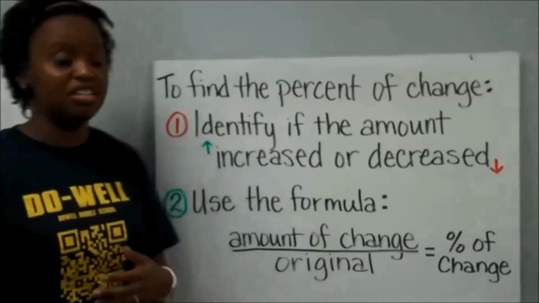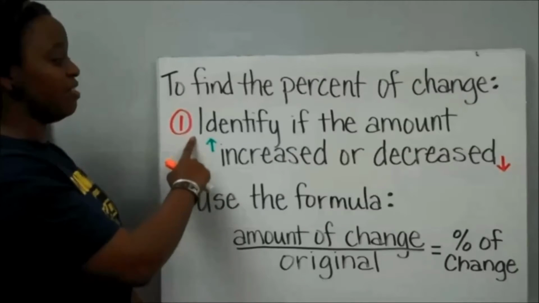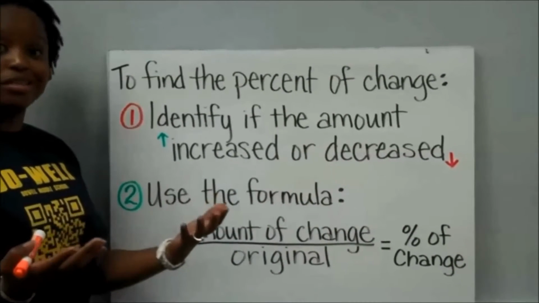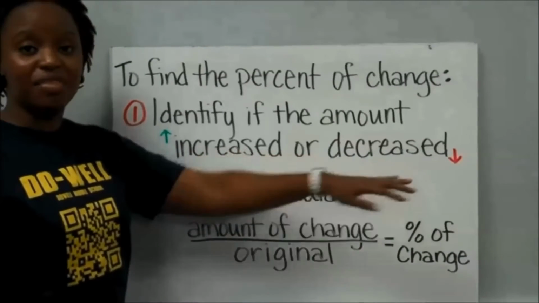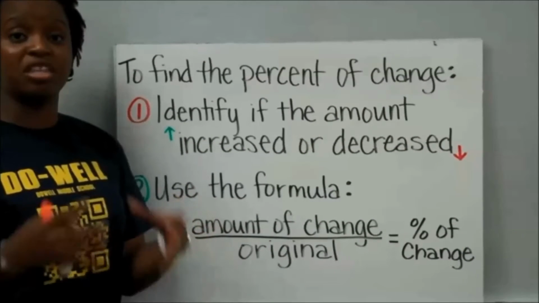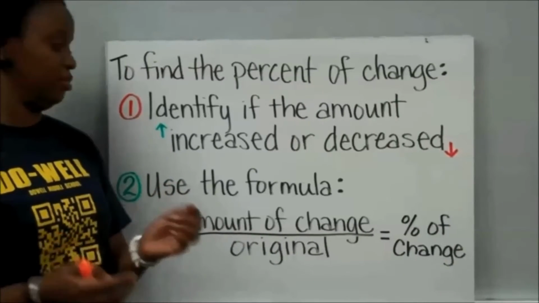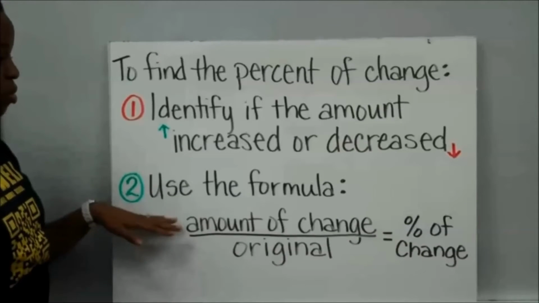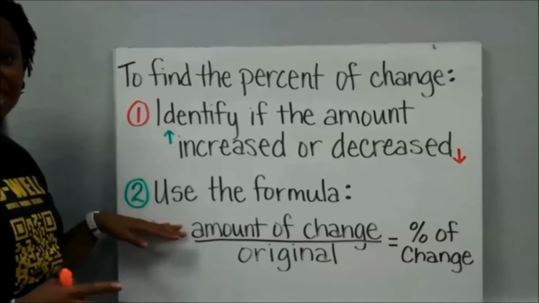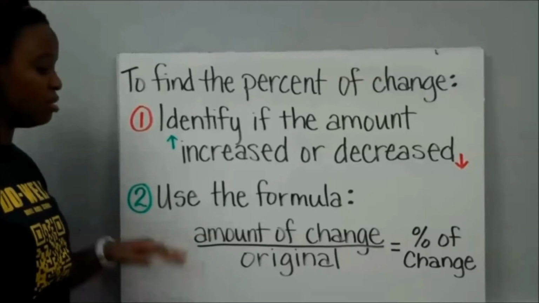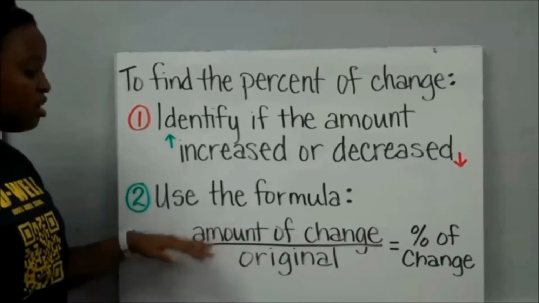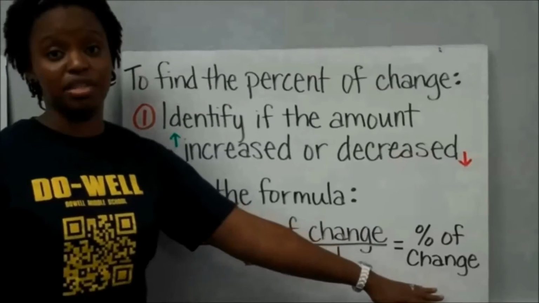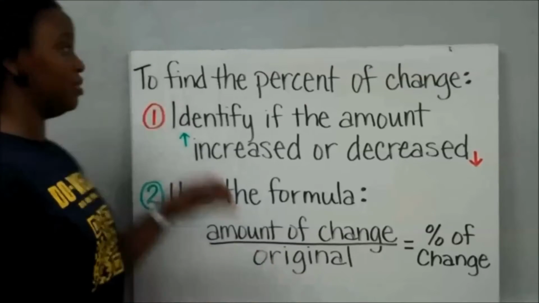To find percent of change, the first thing that we've got to do is identify if the amount increased or decreased. So if the amount went up, obviously it's an increase. If the amount went down, obviously it's a decrease. And we're comparing that always to the original amount or where it started out. Then once we know whether it's an increase or decrease, we can use a simple formula where we place the amount of change, how much it changed, which we can find by subtracting the amounts, over the original amount. We know that a fraction or a ratio is just a division problem, so we're dividing those to find our percent of change. So let's get into a couple of examples.